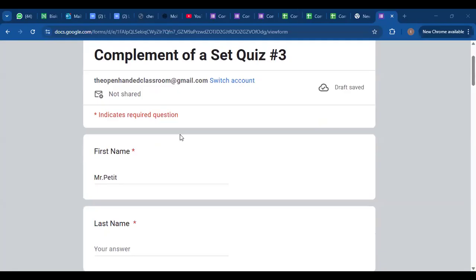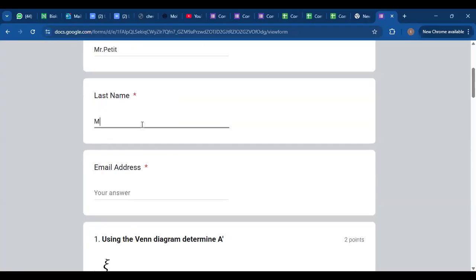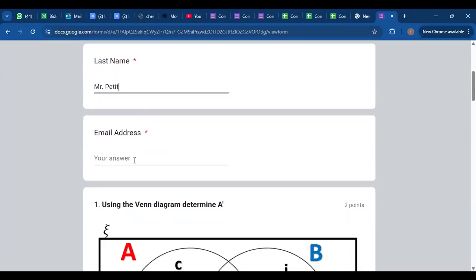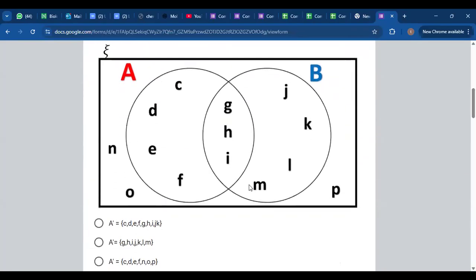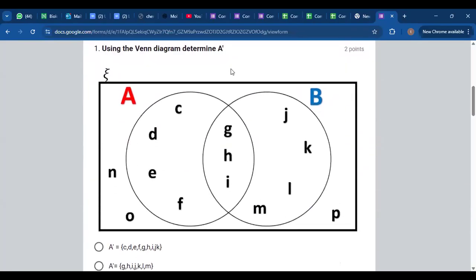So, let me put my name, Mr. Petit. Omara, can you see this? Where's Omara? I think she's on the 7. Yes, sir. Okay, good. So with this one, we want to figure out what A complement is.